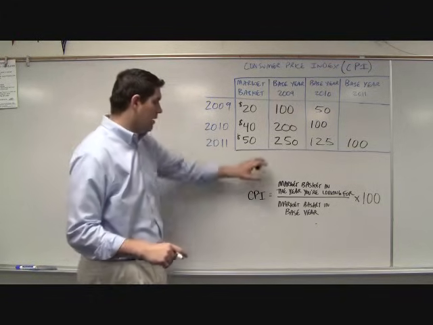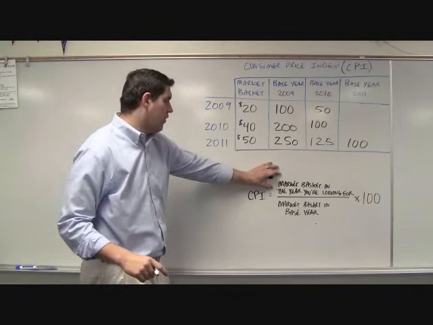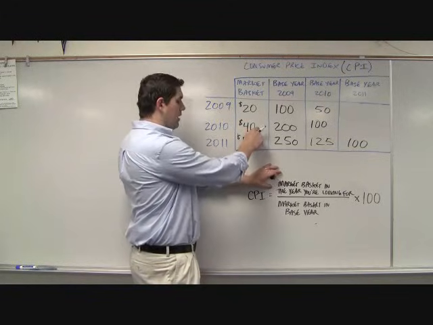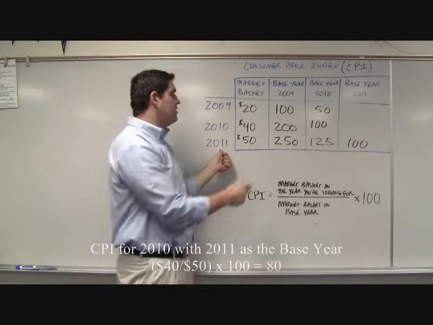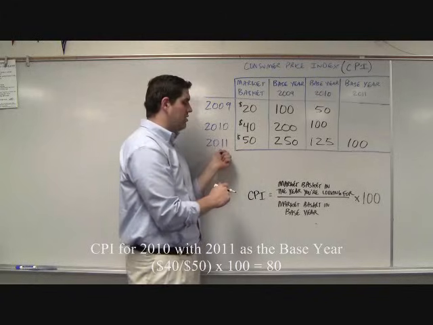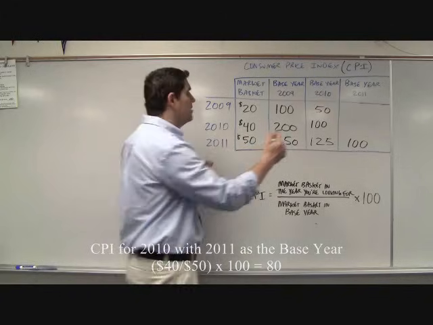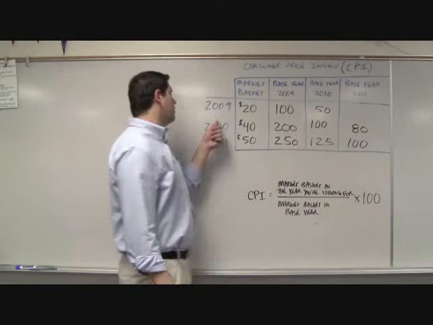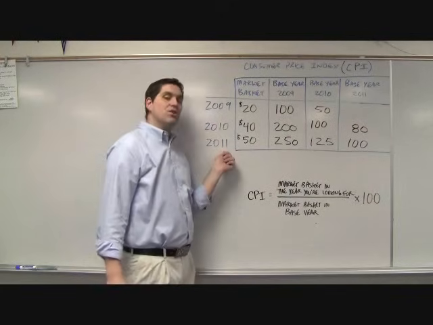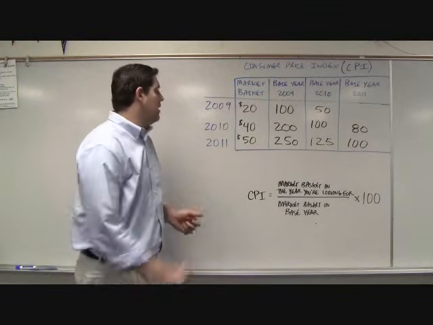All right. Market basket in the year you're looking for, which is 40 divided by 50, which is how much that market basket cost in the base year. We're looking at 2011 as the base year. That's going to pop out a number. That number is 80. It means prices were 20% less back in 2010 than they are in the base year 2011. All right, let's do it again.